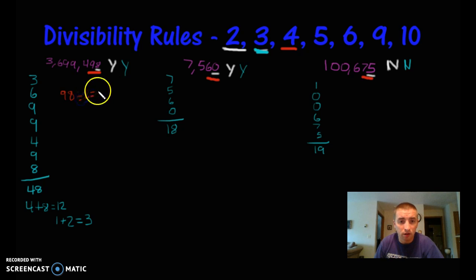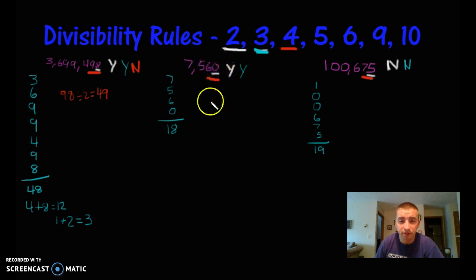Okay, we can do that once. So that's 49. Now, I know that 49 is odd, so I can't divide it by 2 again. So because I couldn't divide 98 by 2 twice, it is not divisible by 4.